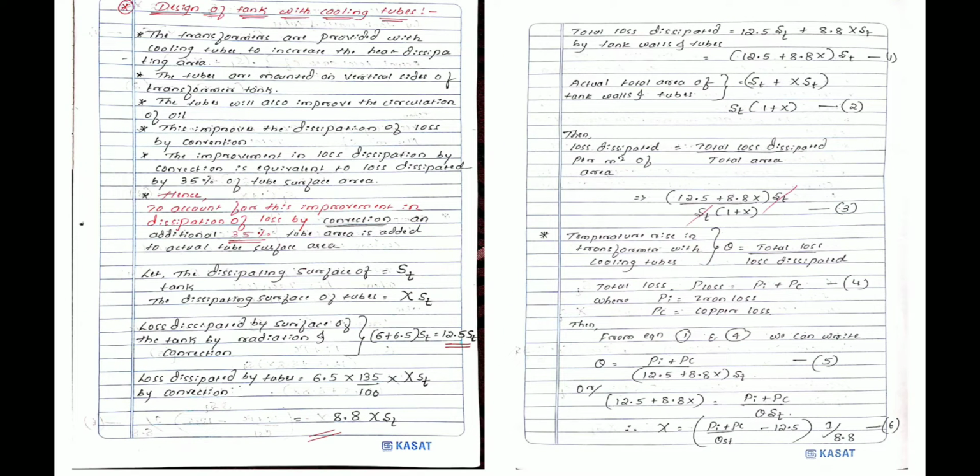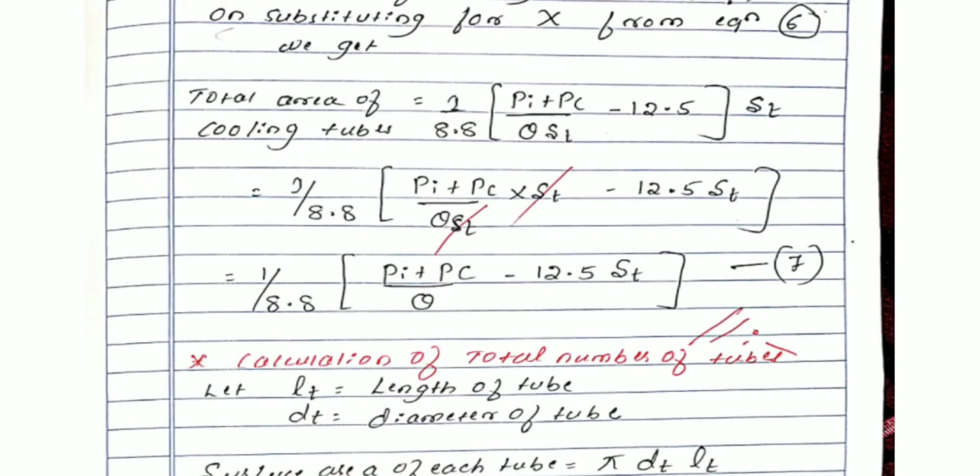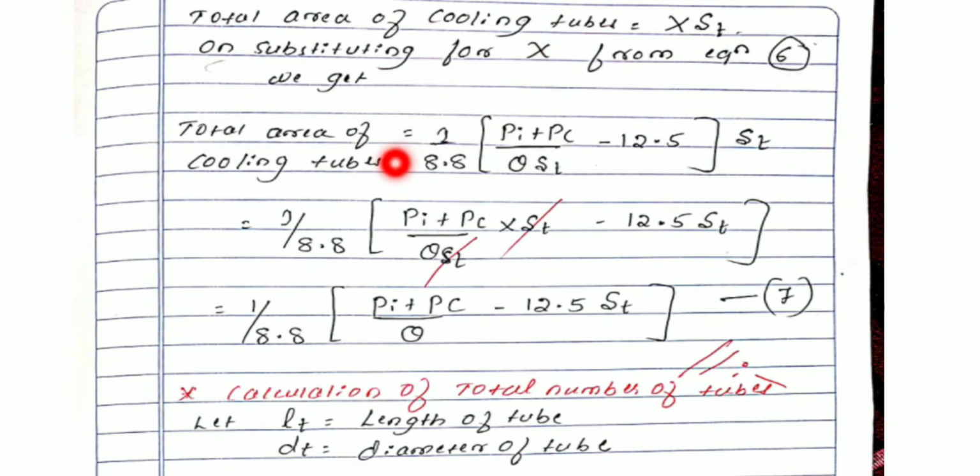Then see here, the dissipating surface of the tubes is equal to what? x times St. But we got the equation now for the x value. So next, what shall I do? Then substitute for this x in this. The total area of this cooling tube is x St. We already got the equation for x now, so now you substitute here.